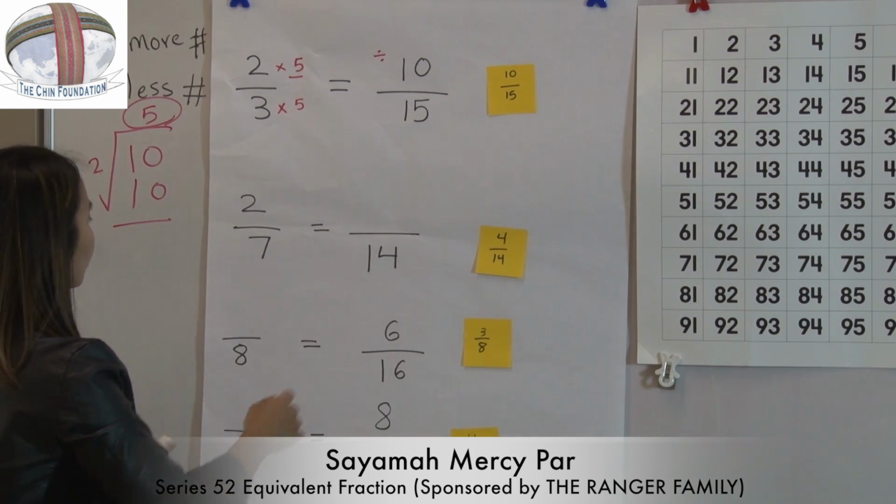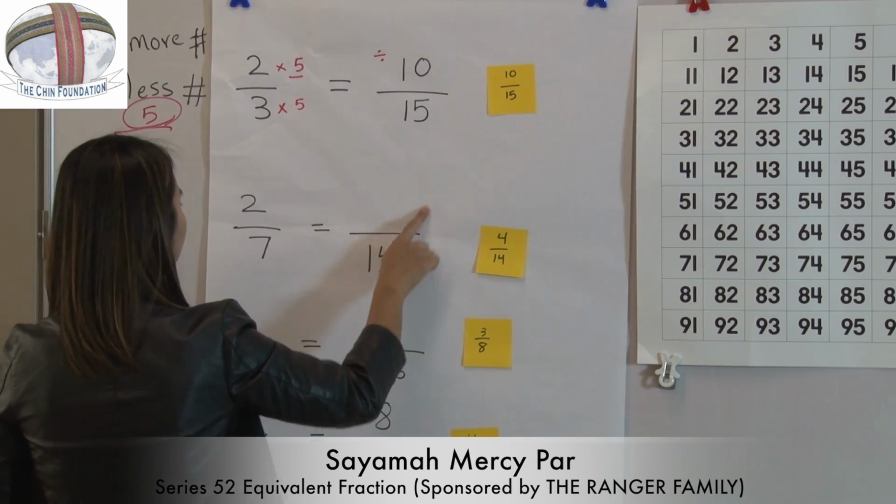Let's do the next one. We have a missing number here. Have a number here missing.